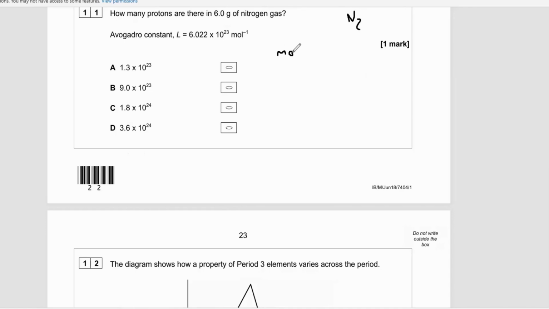So, what do we need to know here? Well, we've been given the mass, right? We've been given 6 grams, that's the mass. And we've also been given Avogadro's constant, which is the number of particles in a mole. And we've been asked to find how many protons are in 6 grams of nitrogen.